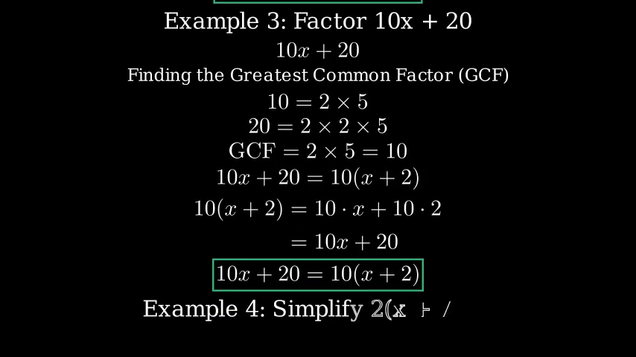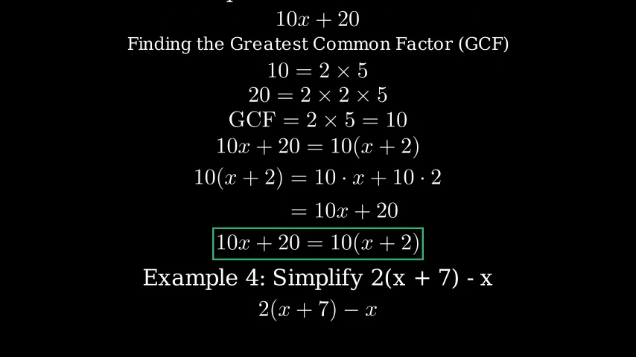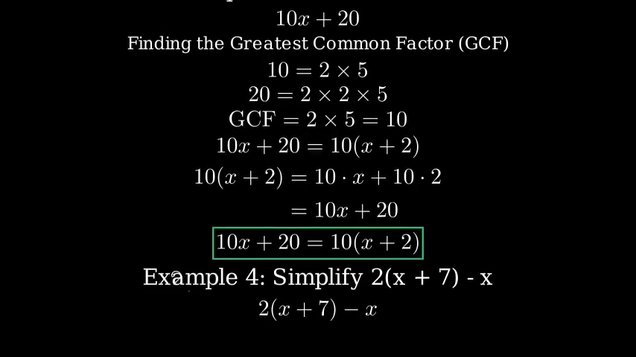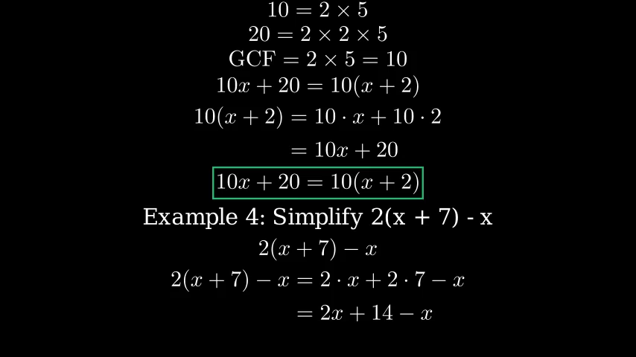Here, we need to simplify the expression 2 times (x plus 7) minus x. To simplify this, we first need to expand the parentheses by distributing the coefficient 2. 2 times x is 2x, and 2 times 7 is 14. So 2 times (x plus 7) equals 2x plus 14.